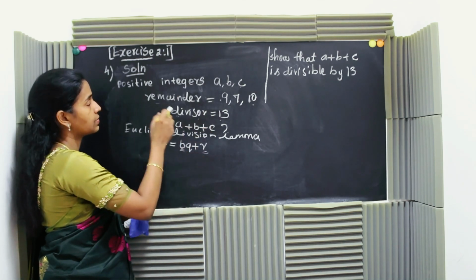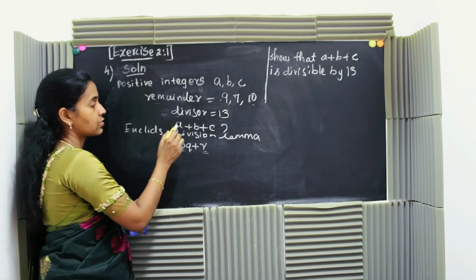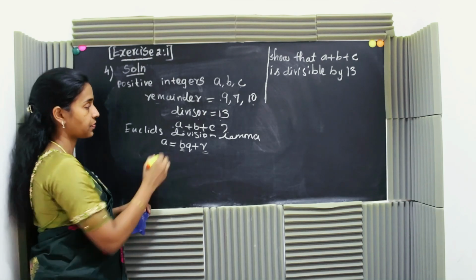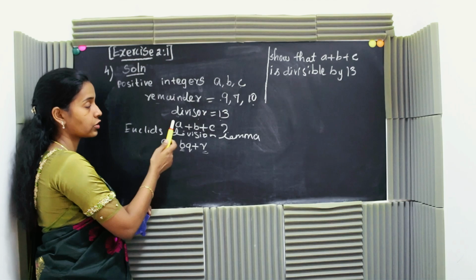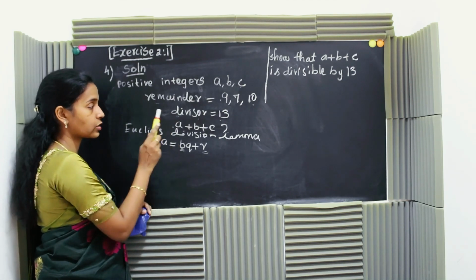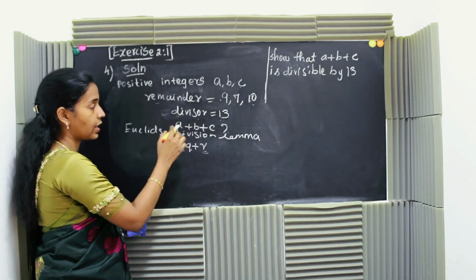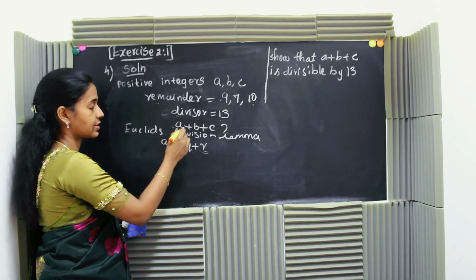The positive integers which are given, we can take as dividends. I'm going to consider A first. We should find A first, then B, then C. Now I'm going to consider this A, not this A, this A.